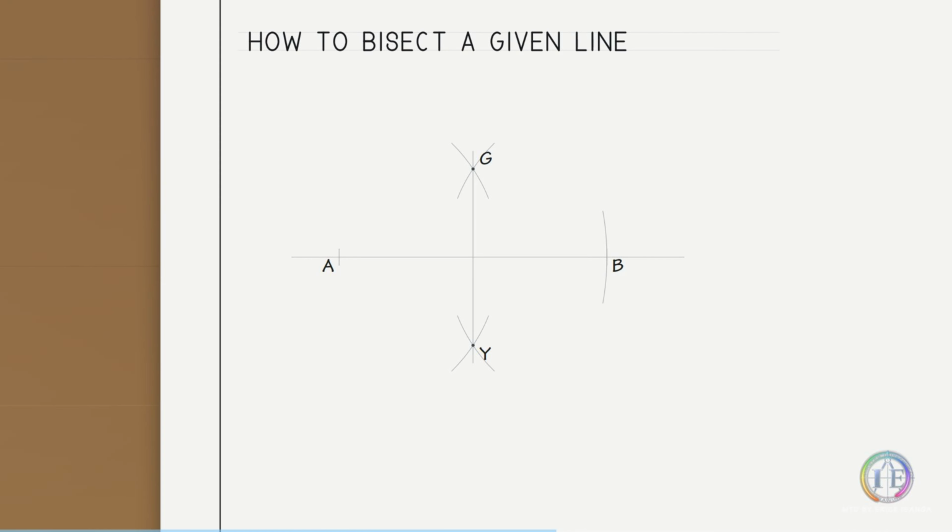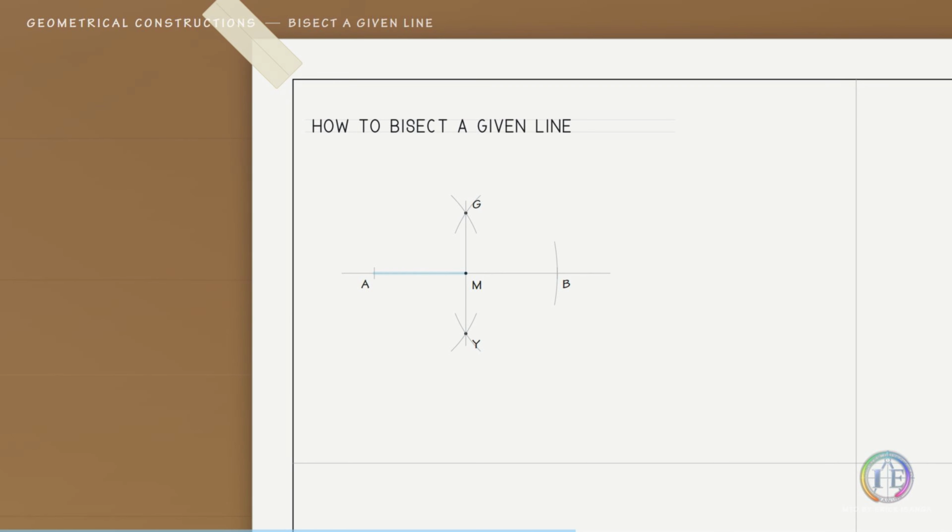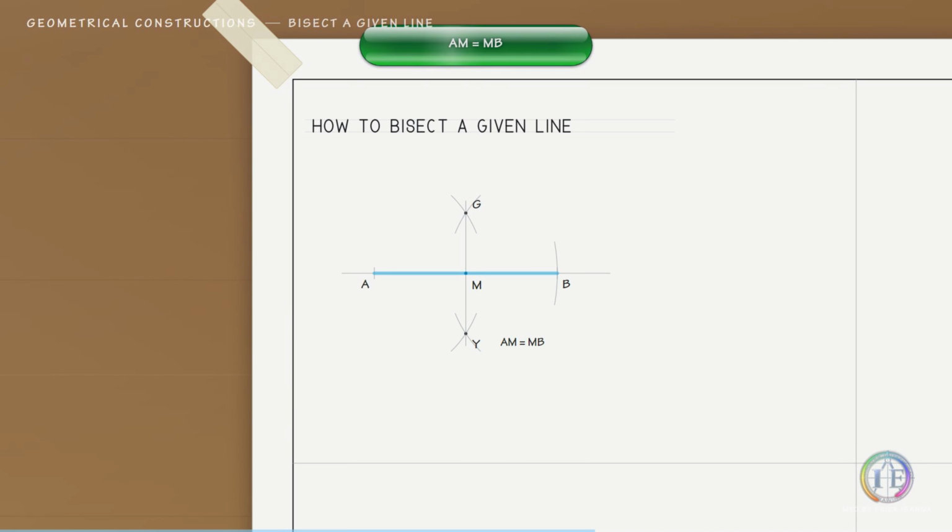The line GY crosses AB at M. M is the midpoint of AB, therefore AM is equal to MB. GY is perpendicular to AB and is the perpendicular bisector of the given line.